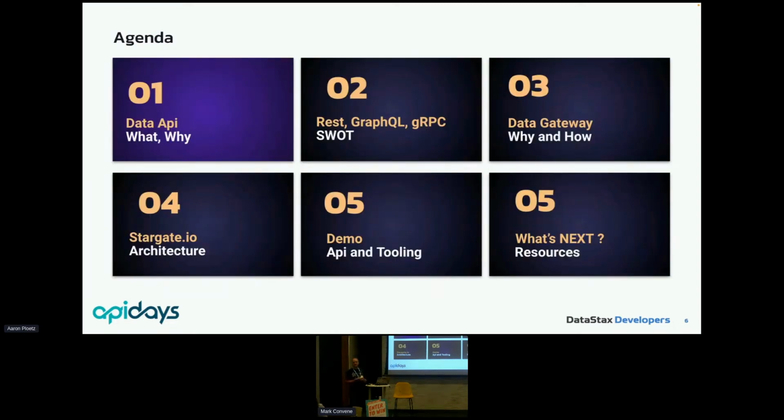All right, so here's our agenda. We're going to talk a little bit about data API: why would you want one? And then a little bit about the main access methods of REST and GraphQL and gRPC. A little about the data gateway itself, and then Stargate, and then we'll go right to the demo and hopefully cruise through this in the next 45 minutes, something like that.